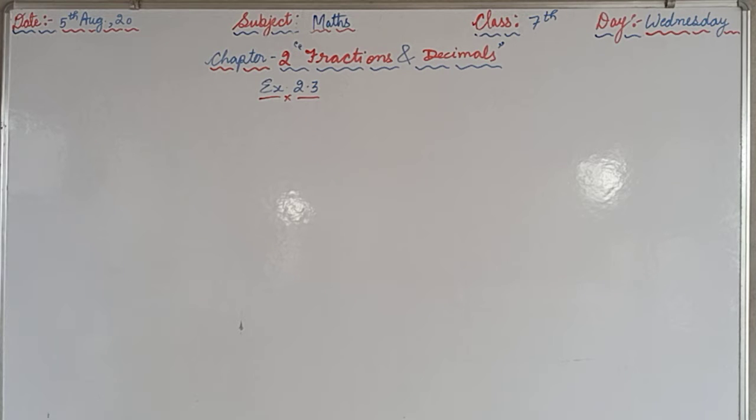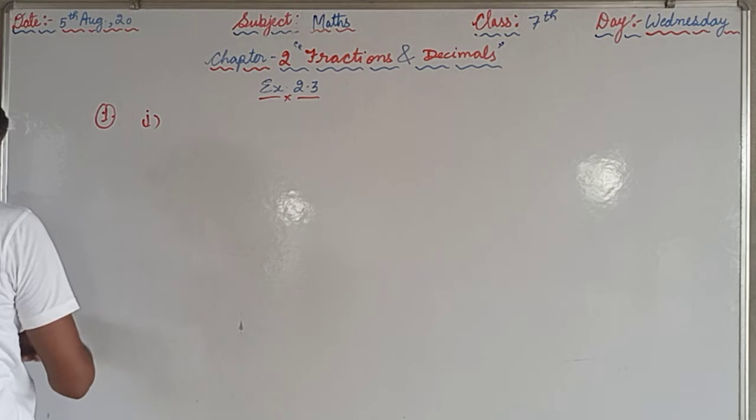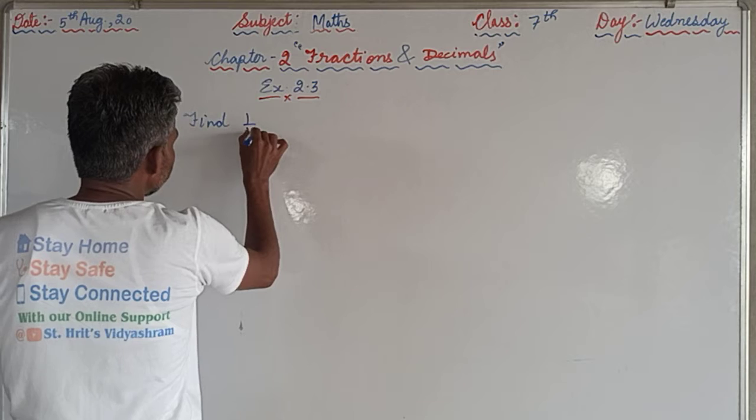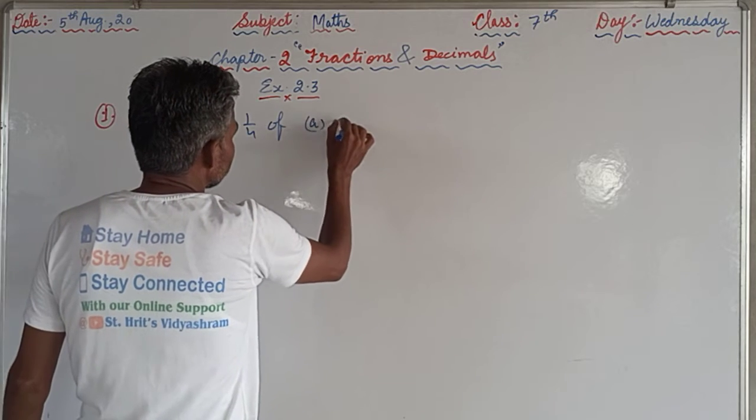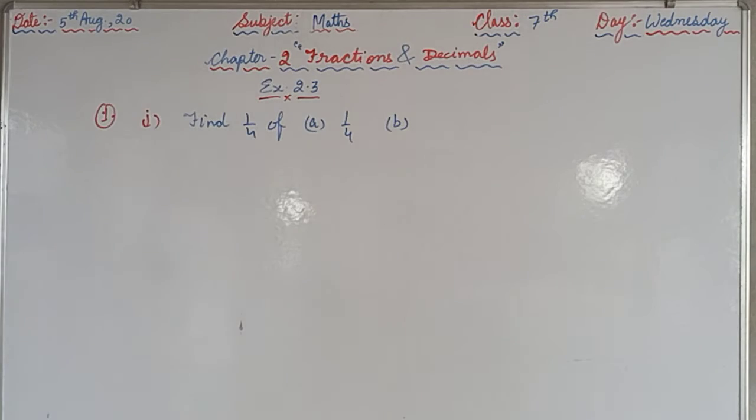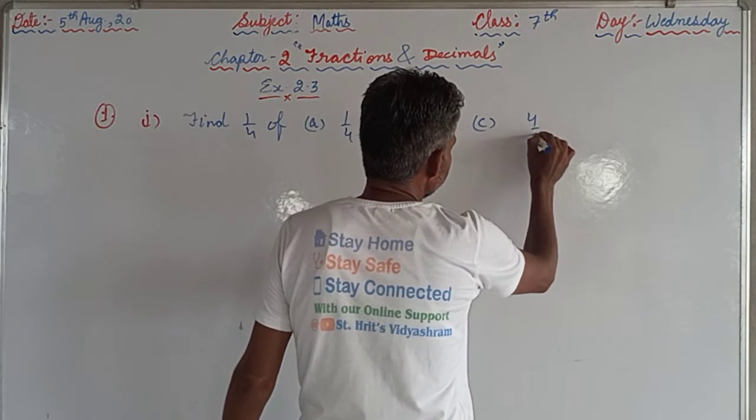The first part is there, find 1 by 4 of 1 by 4, 3 by 5 and 4 by 3. So I will do the first question, first part, and the second part you are supposed to do by yourself. That is question number 1, part number first, that is find 1 by 4 of 1 by 4, and then 3 by 5, and C is 4 by 3.